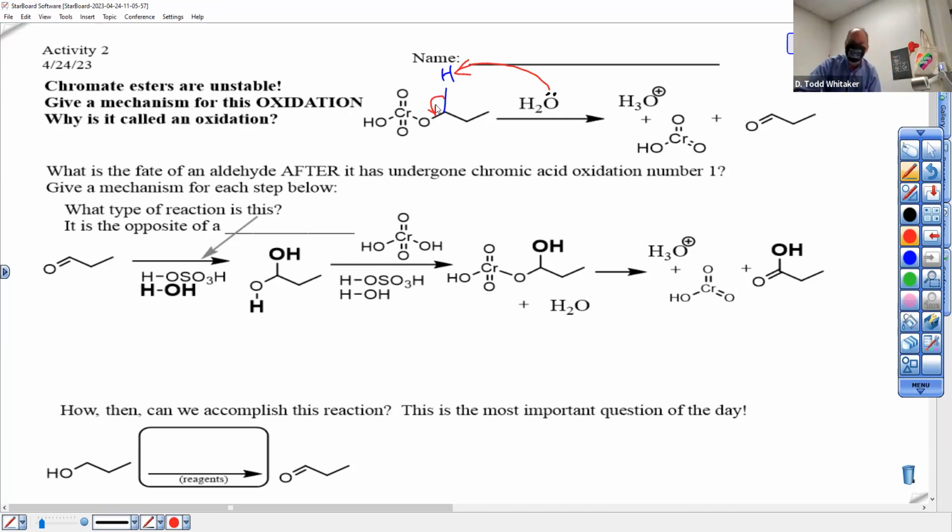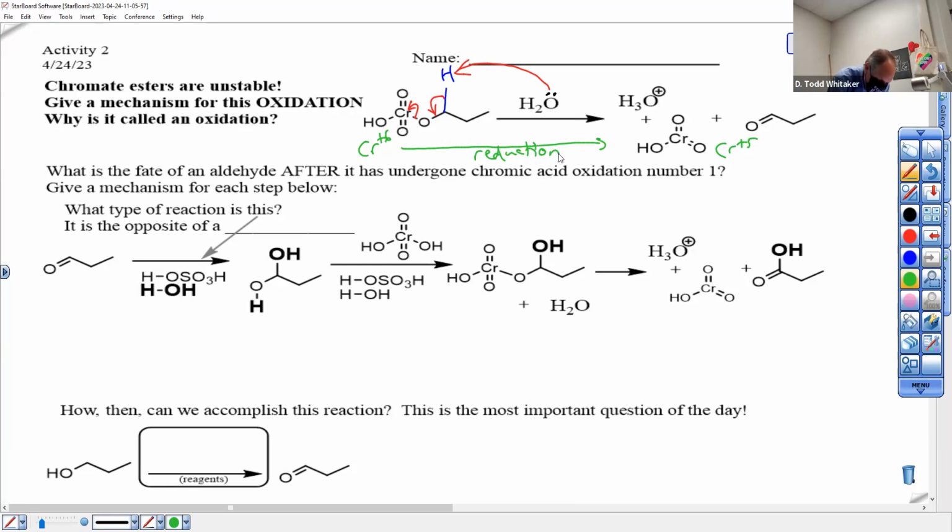And this is a classic elimination. It looks like an elimination. And the leaving group's just weird. And the reason it leaves is chromium got reduced. This was Cr plus 6. This is Cr plus 5. It's called reduction, right?